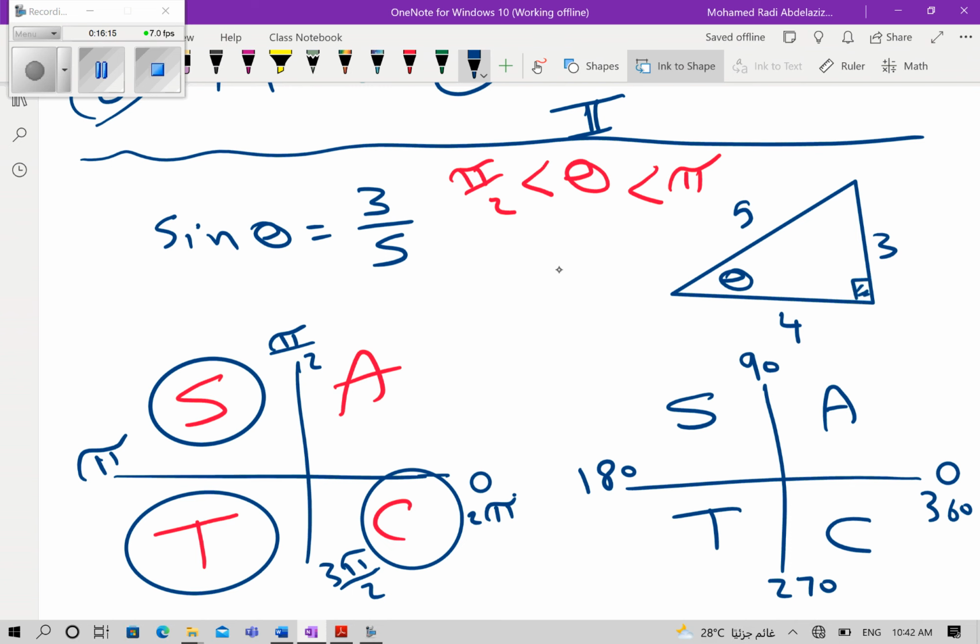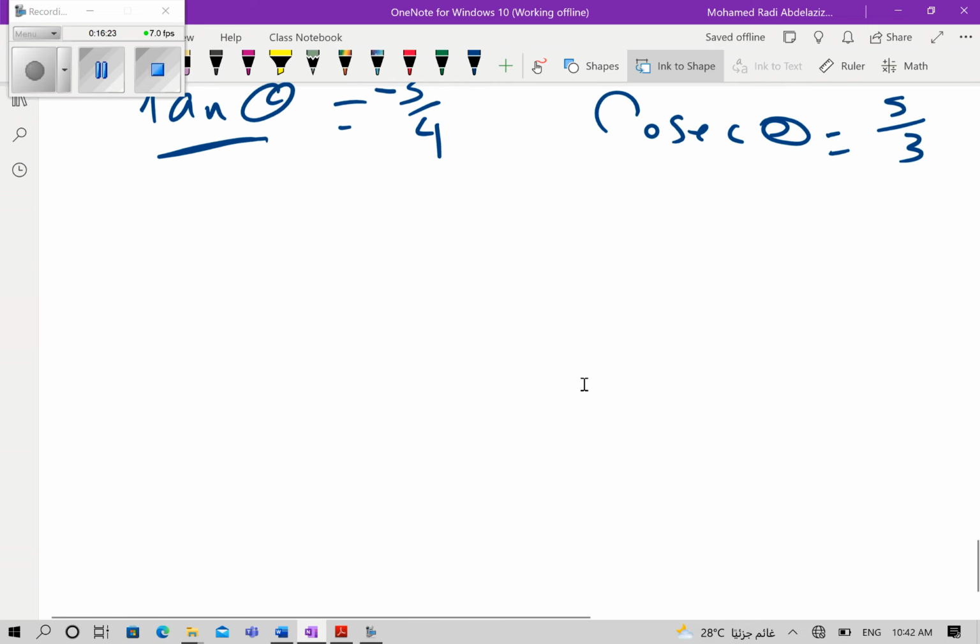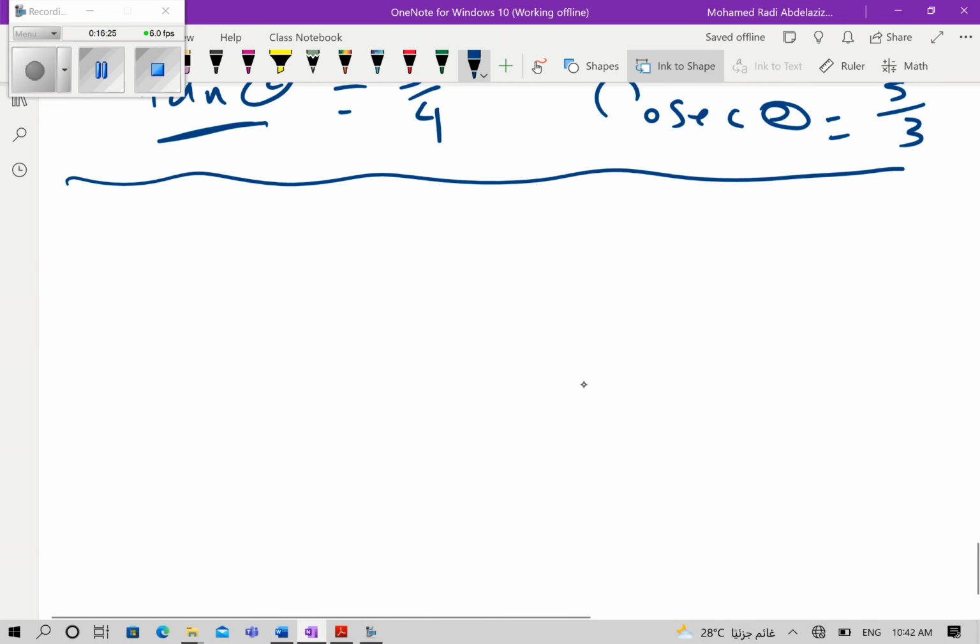When we start to solve the equation, I will explain this part again. I will give another question.